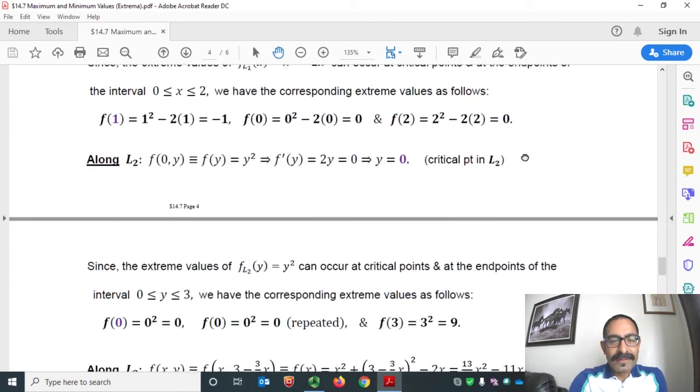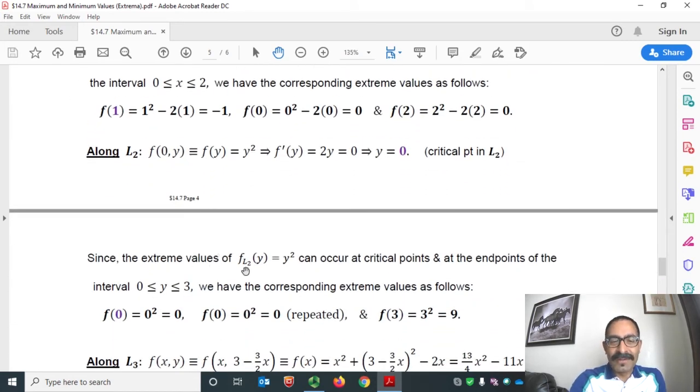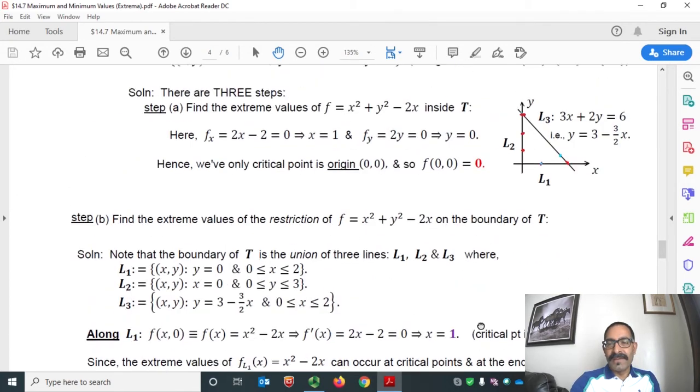Great. So since the extreme values of the restriction of f on the line L2, which is y squared, can occur at critical points and at the endpoints, let's find the values of these restriction functions. At the critical point 0, which turned out to be 0, at the left-hand point of our interval, which is (0, 0), the values are repeated. And at the other endpoint of our line L2, which is 3, f(3) turns out to be 9. Great. So we found the values of f at the origin and at 3.